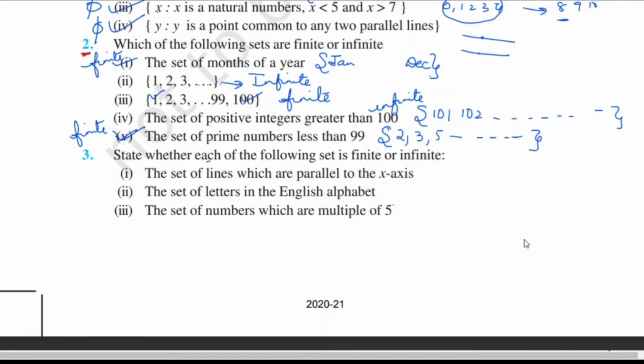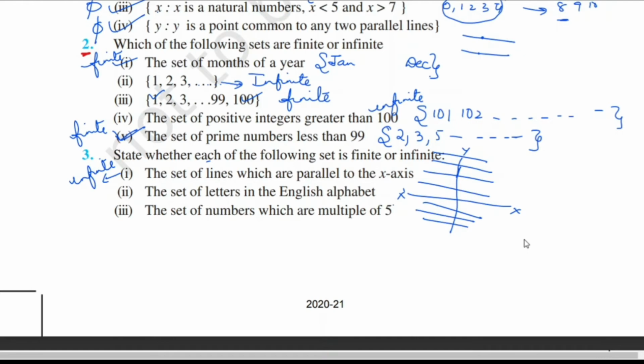Third one, state whether each of the following sets is finite or infinite. Set of lines which are parallel to the x-axis. Okay, we'll take it this way. Cartesian plane, x-axis, and this is the y-axis. So they are asking for lines parallel to the x-axis. As many as you want, you can draw. Infinite number. So this is an infinite set.